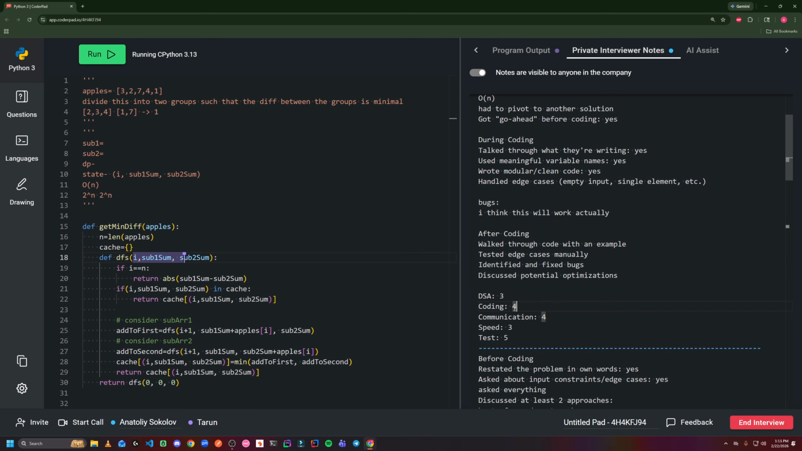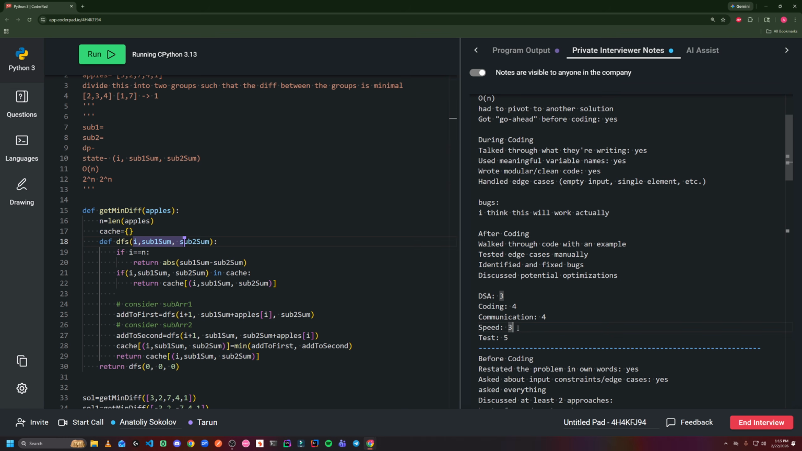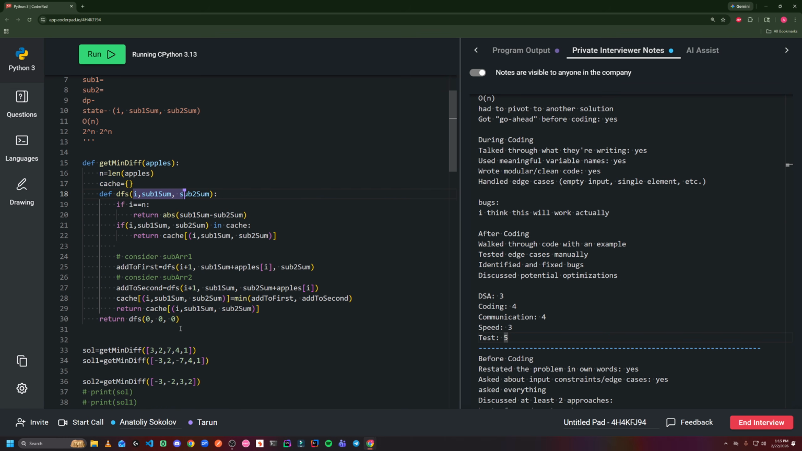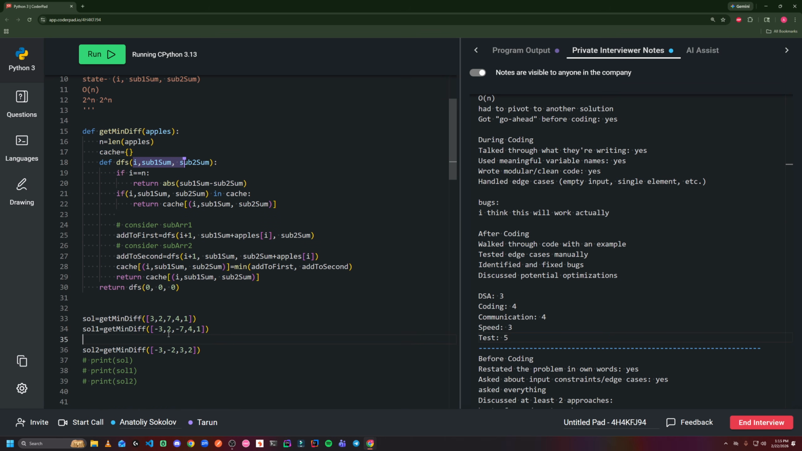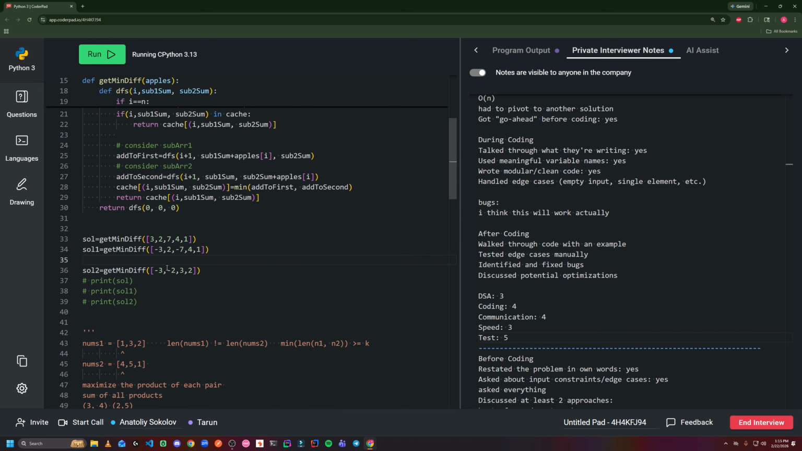I gave you a 3 out of 5 for DSA because you kind of pivoted. Your coding was fine, and your communication was fine. Your speed could have been faster. Your testing was pretty good. I would definitely suggest that in the tests, if you have to run your code, make sure you're actually testing for different things. Also, make sure when you run a test, you actually know what the answer should be. If I've thrown in 10 numbers and I get something, how do I even know it's right?